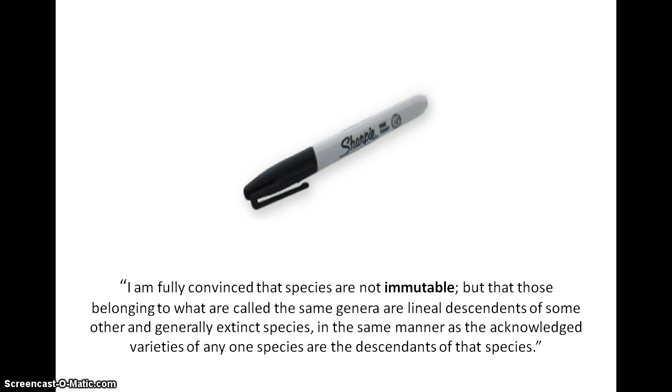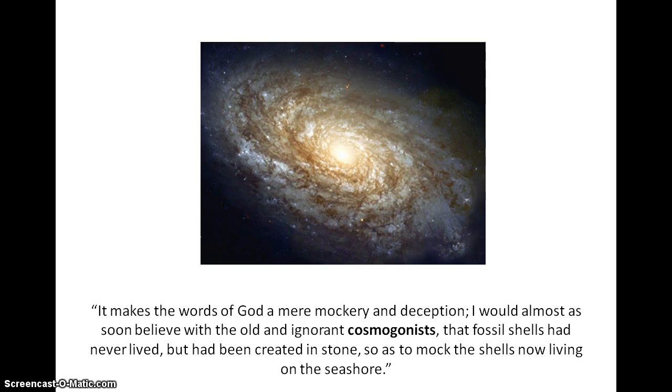Darwin believes that species are not unchangeable. They actually can change. The next word is cosmogonists. Darwin writes, "It makes the words of God a mere mockery and deception. I would almost as soon believe with the old and ignorant cosmogonists that fossil shells had never lived, but had been created in stone, so as to mock the shells now living on the seashore."